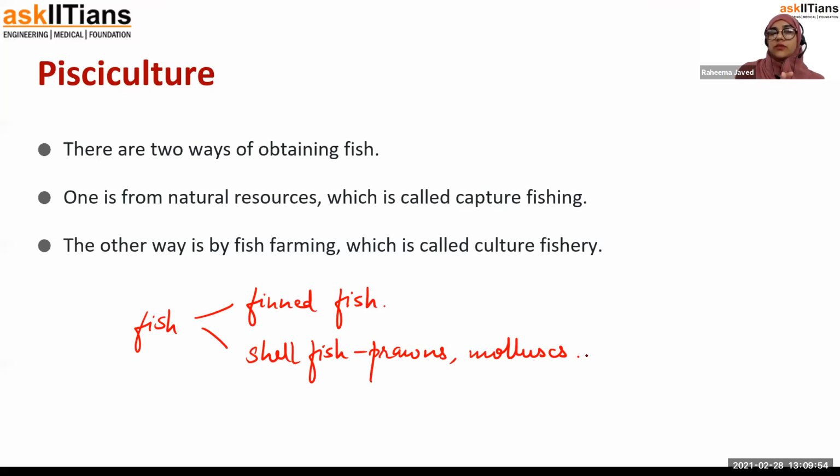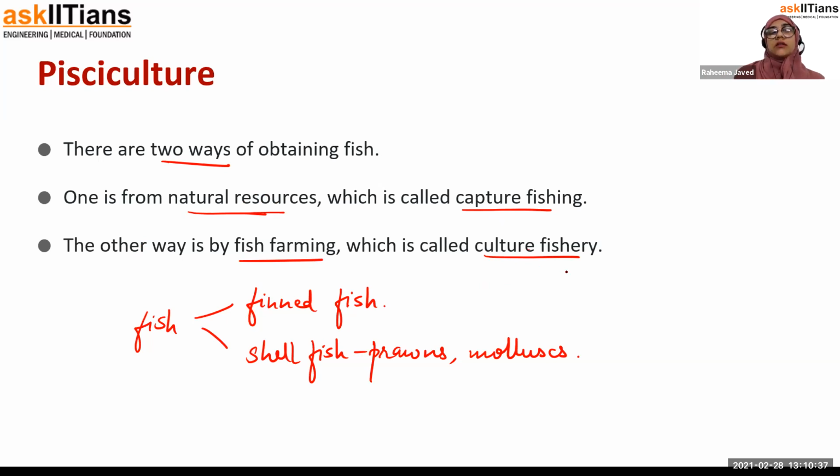So these are the two types of fishes, and there are also two ways of obtaining fish. One is from natural resources like lakes, ponds, and rivers, and this way of obtaining fish is known as capture fishing. Capture fishing is done with the help of boats and nets, and the other way, fish farming, is the process of rearing the fishes, which is known as culture fishery.